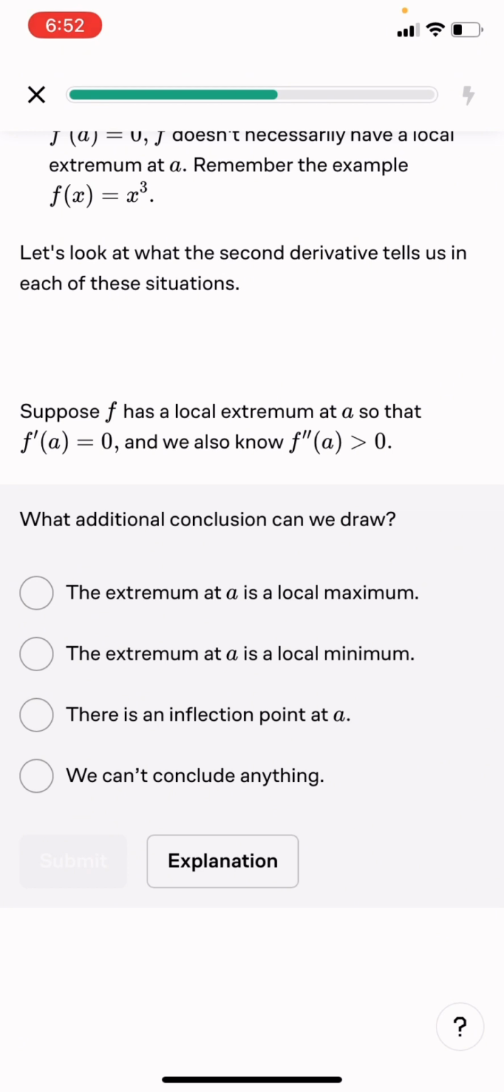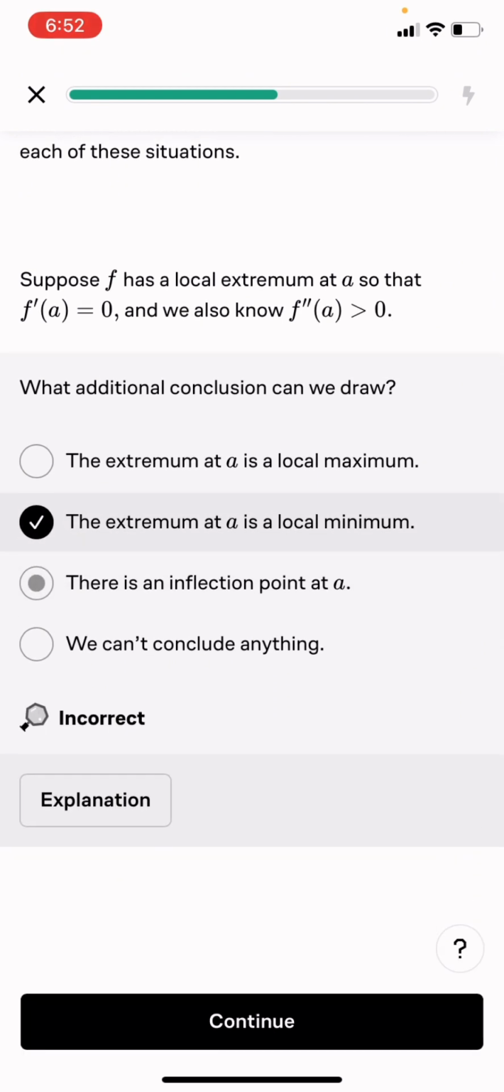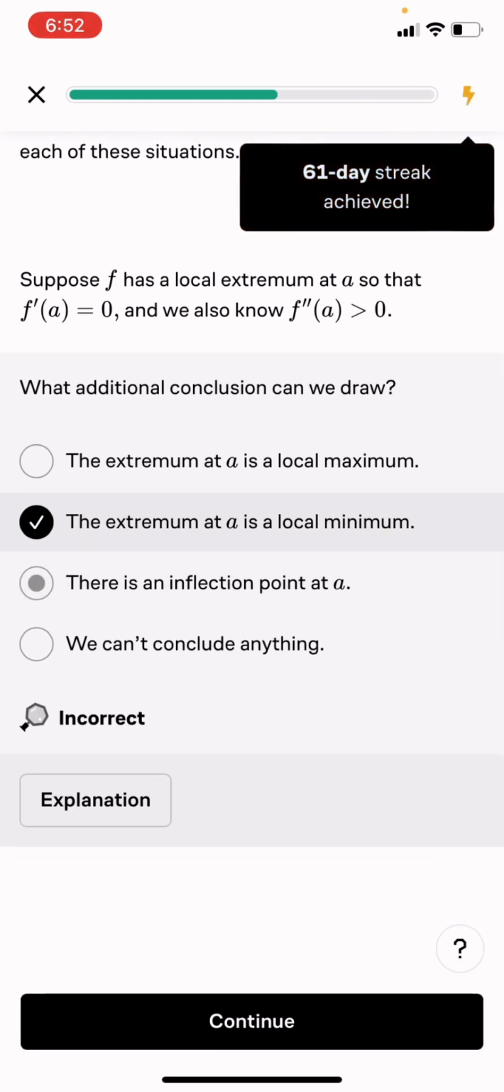The second derivative is positive, so the graph is shaped like a smile near x equals a, so the local extreme must be a minimum. As we can see in the graph, it's a smile. It goes down less and less, and then it goes up a lot more.